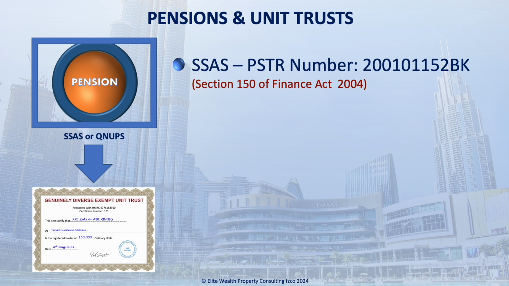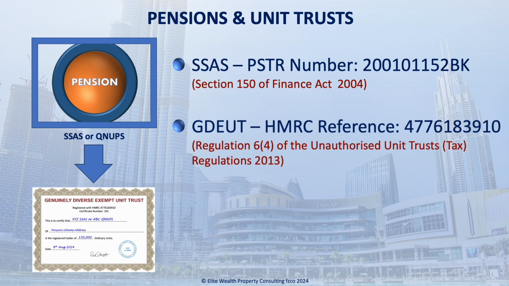The next thing is the genuinely diverse exempt unit trust itself has an HMRC reference number, and under Regulation 6.4 of the Unauthorised Unit Trusts Tax Regulations 2013, bit of a mouthful, but it's a certificate issued by HMRC with a reference number to say that the genuinely diverse exempt unit trust itself is exempt from corporate taxes.